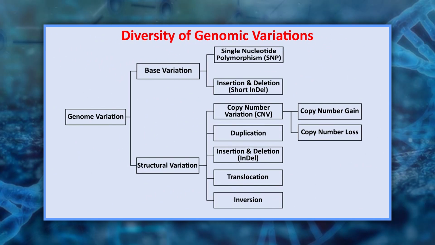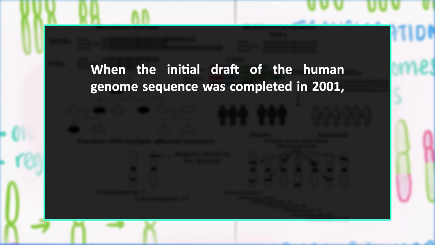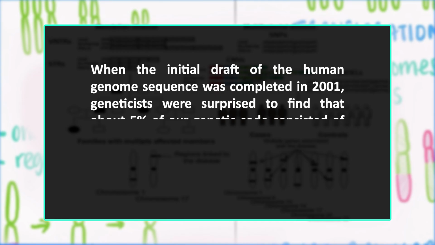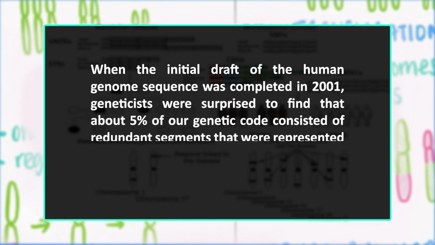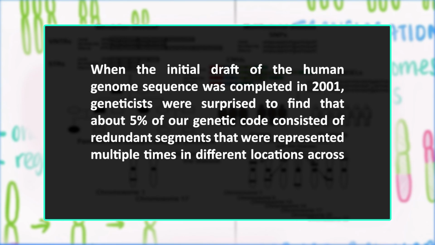Sequences of the human genome, that is the International Human Genome Sequencing Consortium 2001, provided the roadmap that scientists used to systematically discover CNVs. When the initial draft of the human genome sequence was completed in 2001, geneticists were surprised to find that about 5% of our genetic code consisted of redundant segments that were represented multiple times in different locations across the genome. The existence of these pieces of DNA, termed segmental duplications, suggested that large segments had changed in copy number during the last 20 million years of evolution.